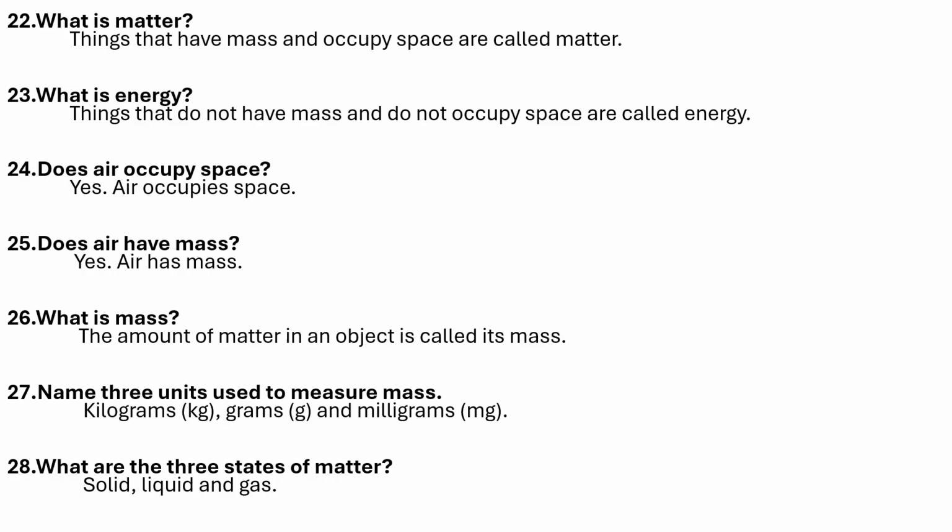Does air occupy space? Yes, air occupies space. Does air have mass? Yes, air has mass. What is mass? The amount of matter in an object is called its mass. Name 3 units used to measure mass: kilograms (kg), grams (g), and milligrams (mg). What are the 3 states of matter? Solid, liquid, and gas.